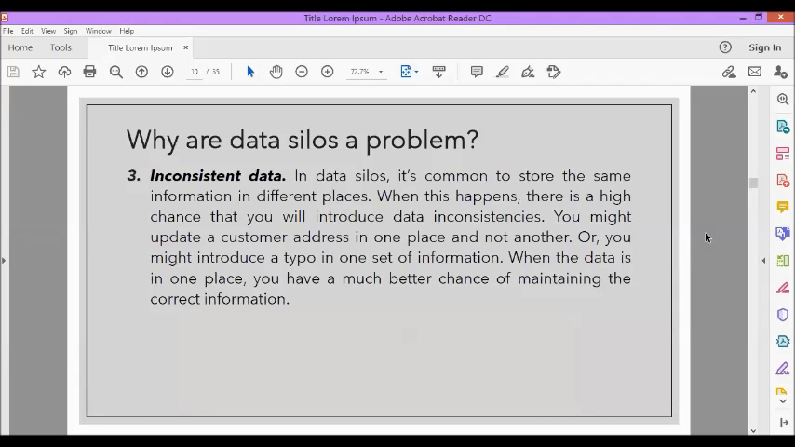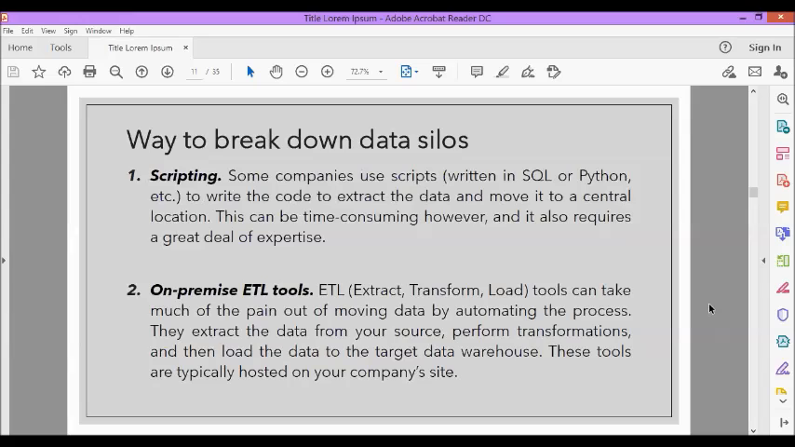In data silos, it's common to store the same information in different places. When this happens, there is a high chance that you will introduce data inconsistencies. You might update a customer address in one place and not another. Or you might introduce a typo in one set of information. When the data is in one place, you have a much better chance of maintaining the correct information.